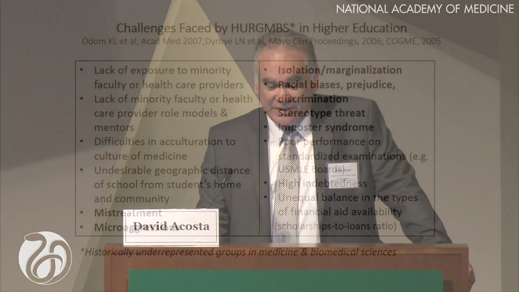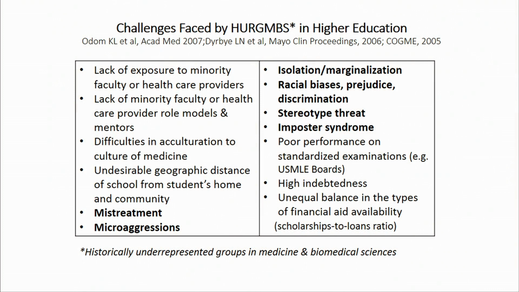These challenges, again, have also been documented very well in the academic medical literature. And these are some of the challenges that are faced, and I'll give you a new acronym. I can already feel it. Oh, another acronym we got to remember. This is one that I think is a little bit more inclusive. This is HURGMBS, which stands for Historically Underrepresented Groups in Medicine and Biomedical Sciences.